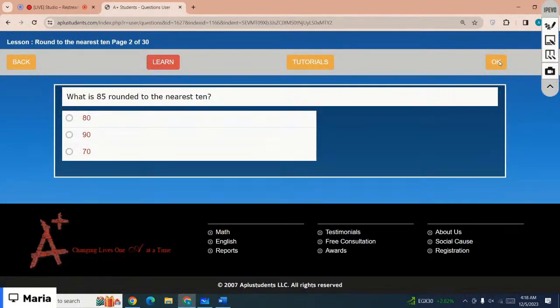What is 85 rounded to the nearest 10? Which is the correct option? 85 is rounded off to which 10? 80? No. When you have a number, you can see here 85 it is, right? The correct option is 90.